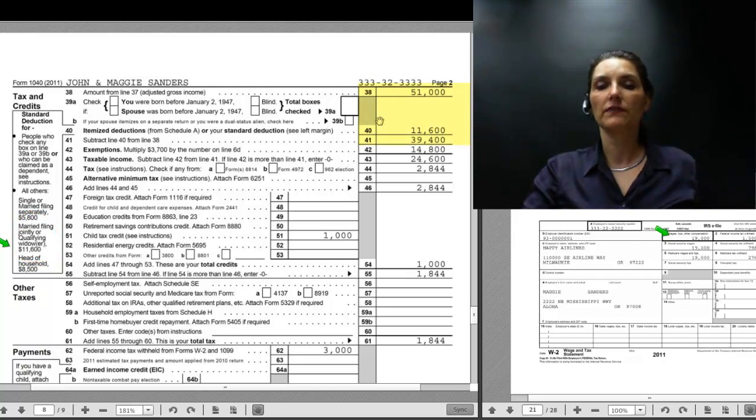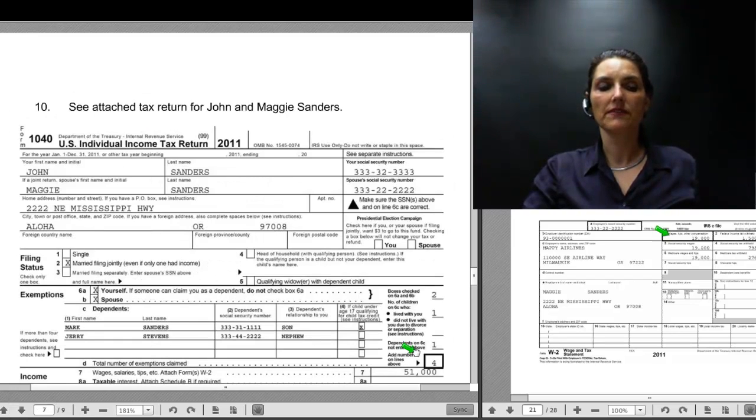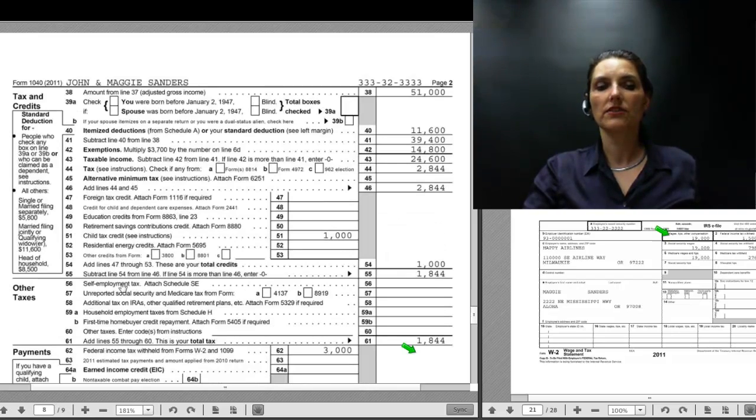Next, we enter their exemption deduction, which is going to be $3,700 times 4. We look at the number of exemptions shown on line 6D, and we multiply that by 3,700 and enter the total, which is $14,800 on line 42. Now we subtract that number out from line 41, and we're left with $24,600.